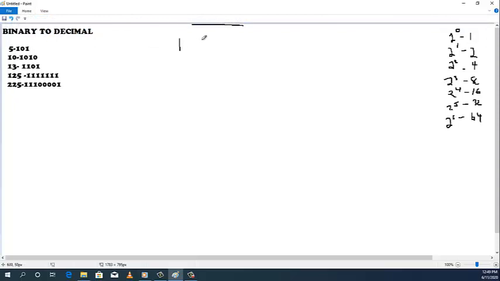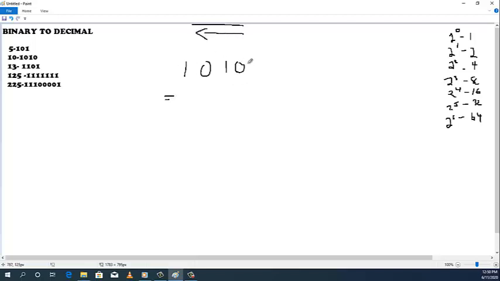Okay, which is 1010. So you have to spread your number. I think I did it wrong. I need some space. 1010. Okay, the next step now, we have to assign the powers of 2 from the right to the left.